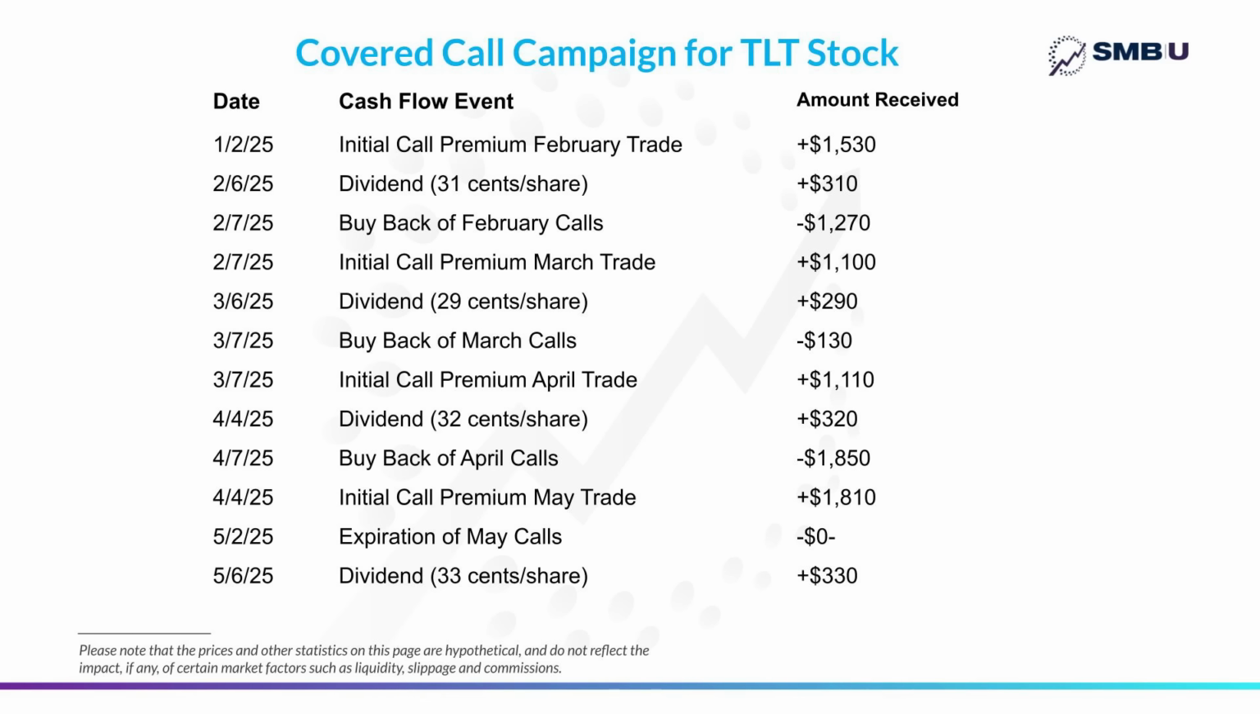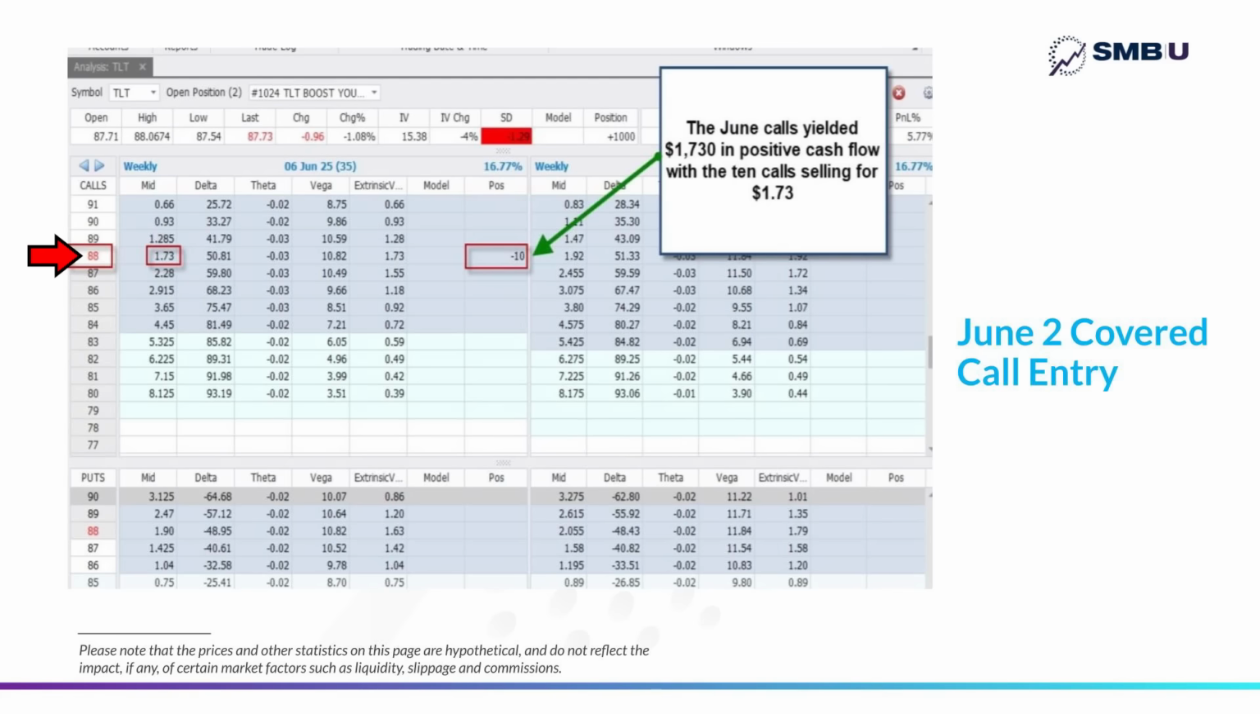That just becomes zero for the options expiration. And we also account for the $330 dividend we received a few days earlier. So our total campaign cash flow is now $35.50. Now the next month's trade, the June 6th expiration, we again sell the calls right above the closing price, which in this case are the 88 calls selling for $1.73, thereby collecting $1,730.